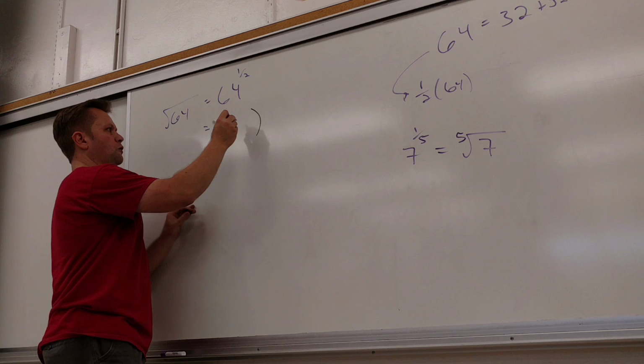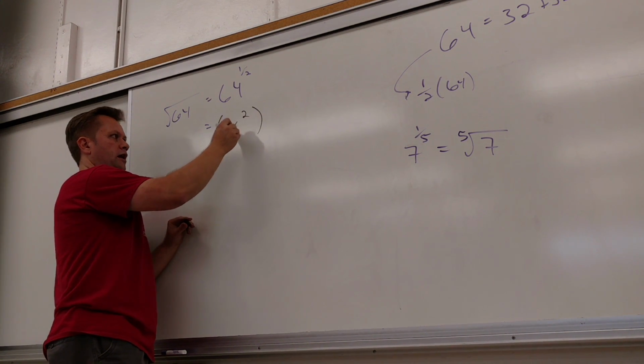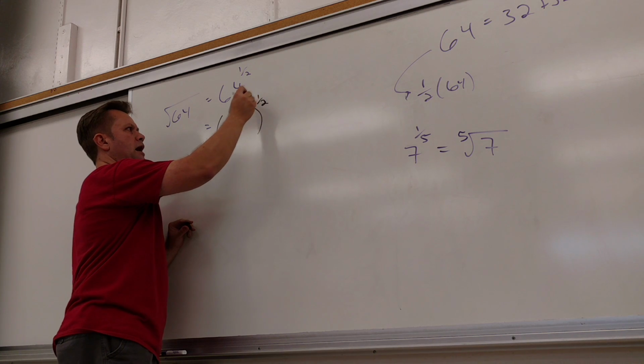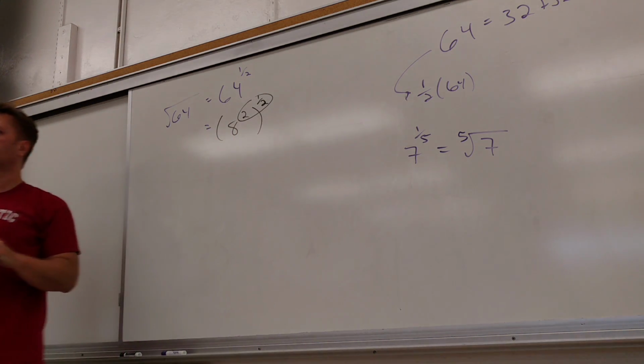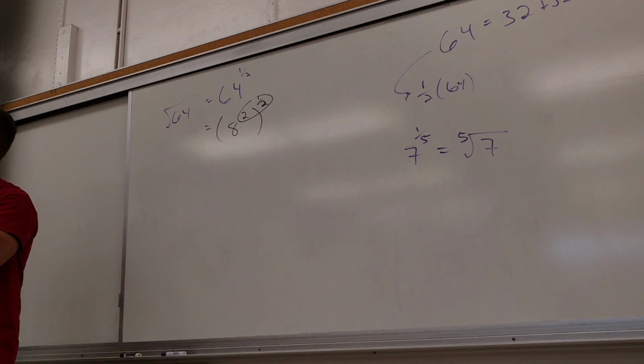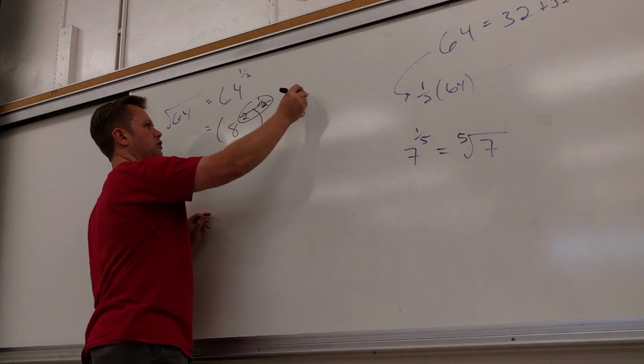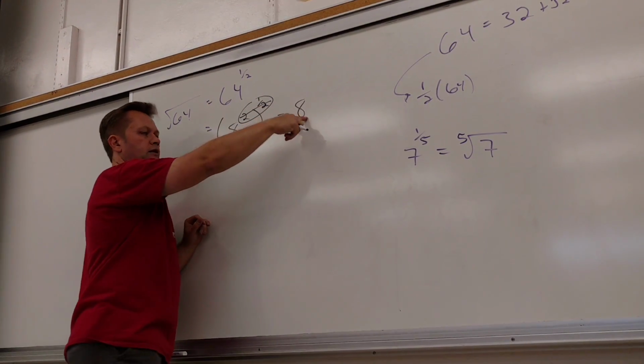How can I write 64 as something squared? What's squared is 64? 8. What do I do with powers when they're like this? Well, what do I do with the powers when I multiply them? In this case, they're going to cancel. 2 times 1/2 is 1. And sure enough, the square root of 64 is 8.